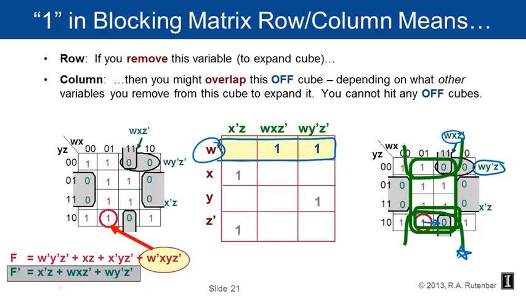So this is what the blocking matrix tells you. It's sort of danger, danger. If you get rid of this variable, be aware, these are the things you might step on. And you cannot hit any of these things. They're the zeros in the function. You're not allowed to cover those. Your cubes cannot circle those things.